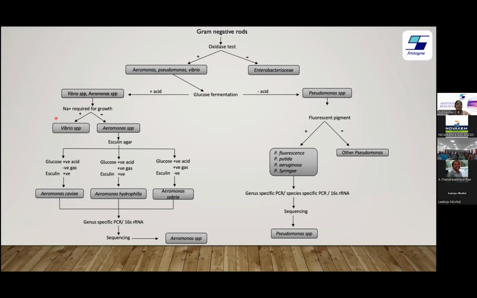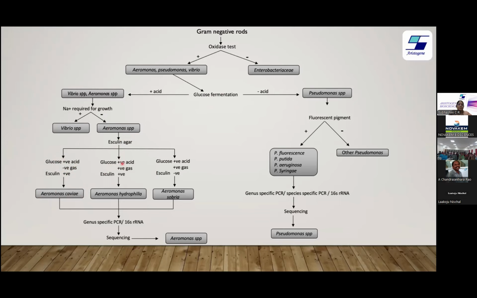Further, you can classify Vibrio by molecular methods. Once you know that it is Aeromonas, you can either go for genus-specific PCR and then sequencing, which is what we normally do, or, if you want to do further biochemical analysis, we can go for esculin agar and glucose fermentation combined. If you have glucose positive, with production of acid and no production of gas, and esculin positive, then we identify it as Aeromonas KVA.